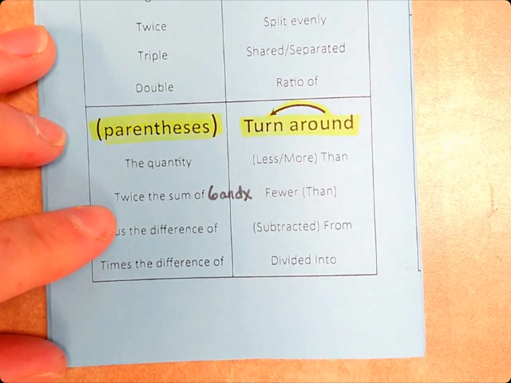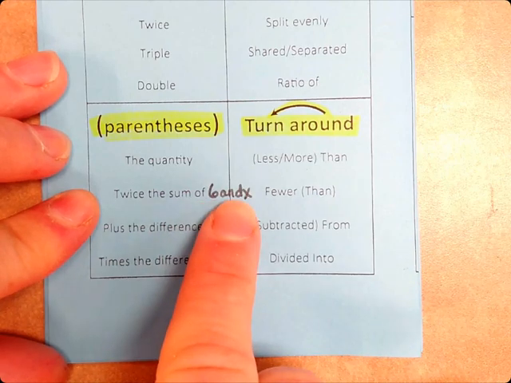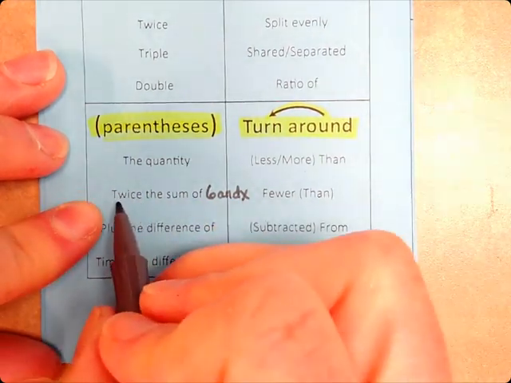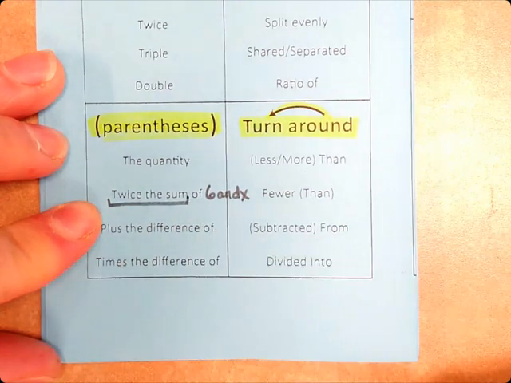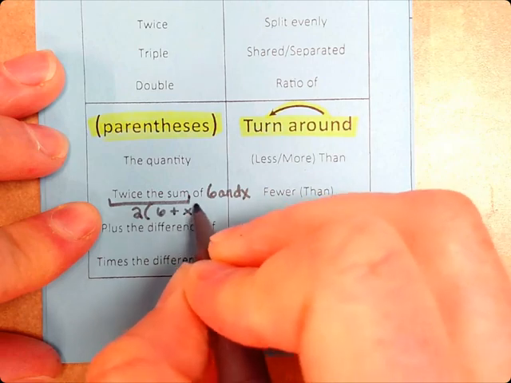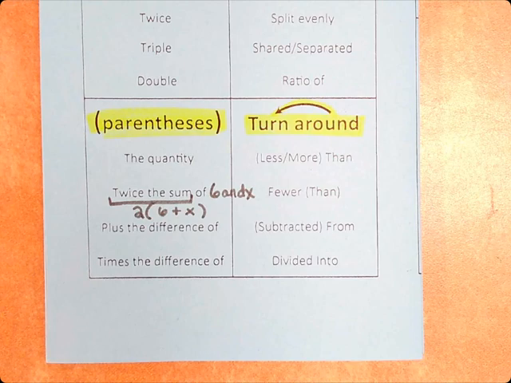Twice the sum of 6 and x means we are multiplying 2 times the whole sum. Not 2 times 6 and not 2 times x. It is twice the sum. So that means it's going to be 2 parentheses 6 plus x. Plus the difference of, and then times the difference of.